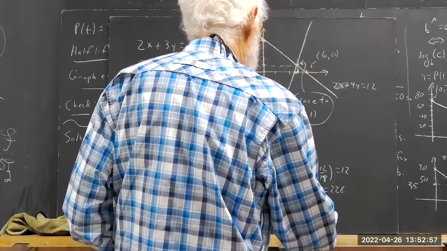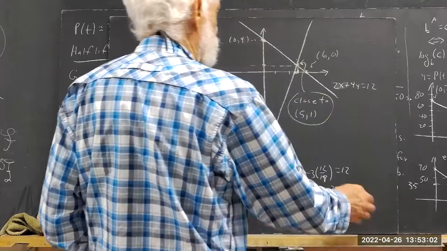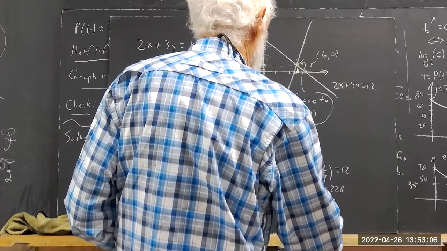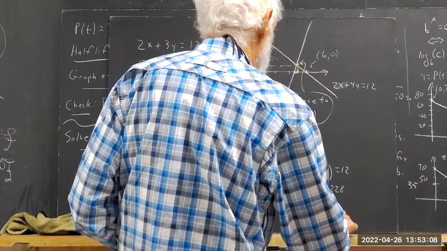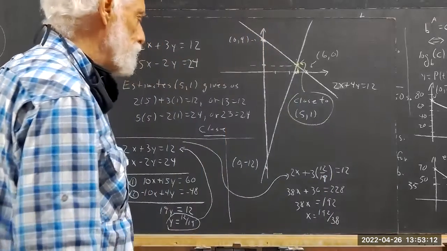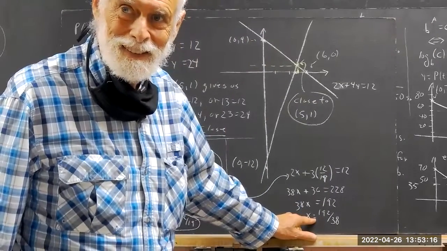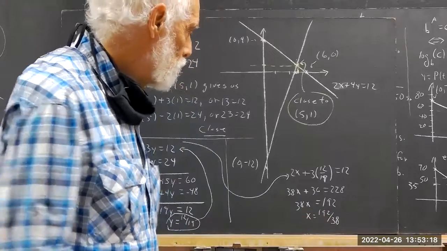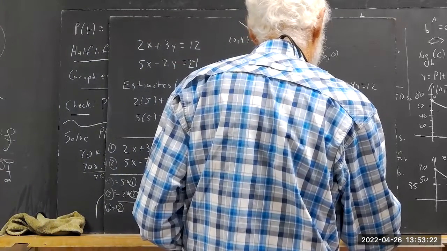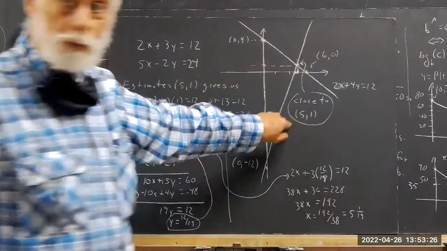So that 38x, if I subtract 36 from both sides, I get 192. So x is 192 over 38. Now 5 times 38 is 190. So 192 over 38 is like 5 and 1/19, which is really close to 5, isn't it?